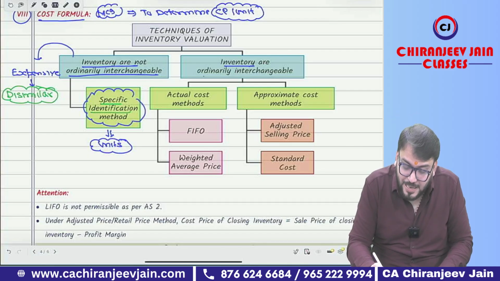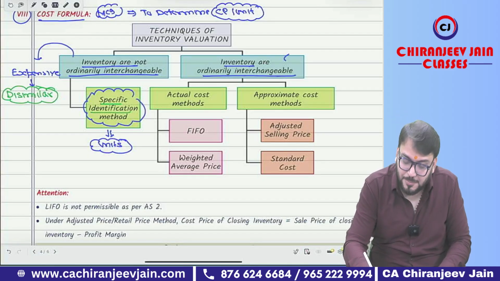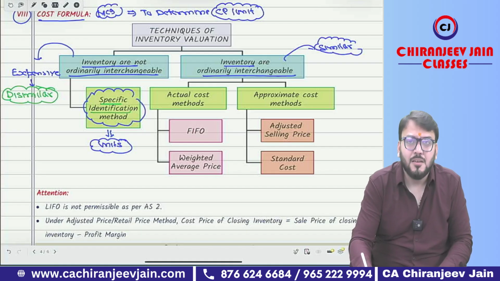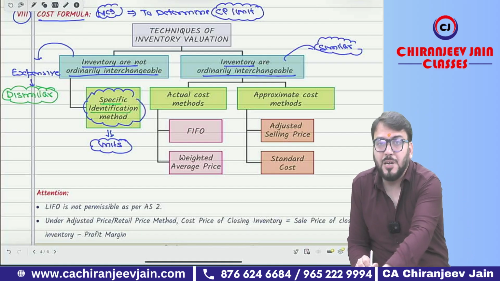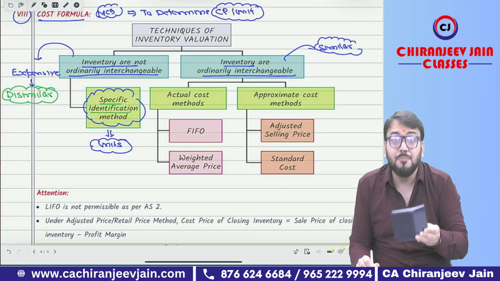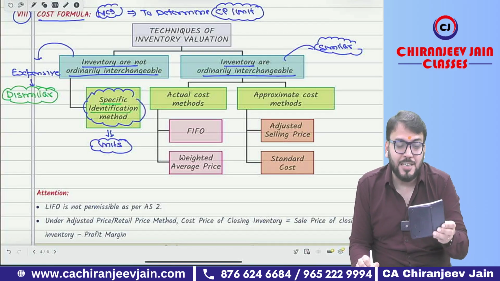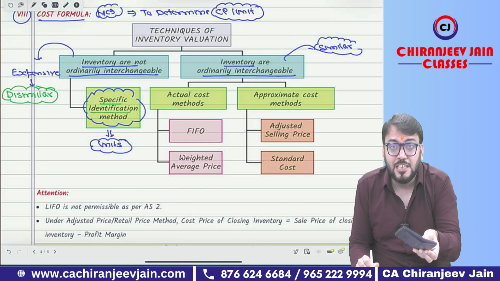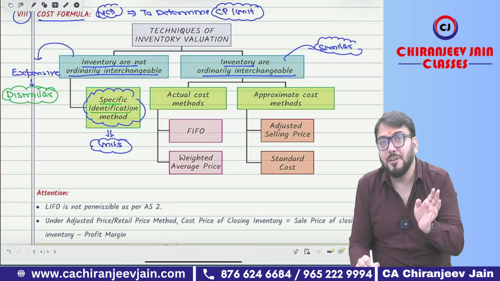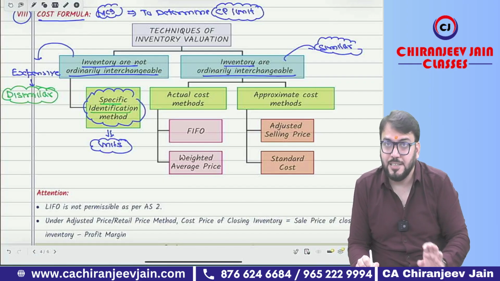But if the inventories are ordinarily interchangeable, meaning similar units. Correct? Are you getting it? For example, if I am producing this calculator, I will not manufacture only one calculator. I will produce in bulk quantity, suppose 1 lakh units, so each unit is interchangeable. They are similar units. In that case, two valuation techniques are given.